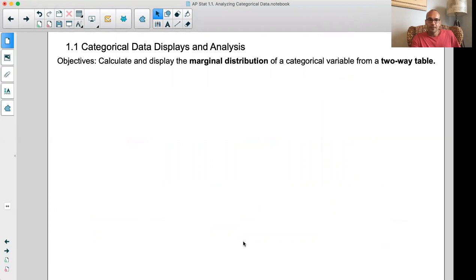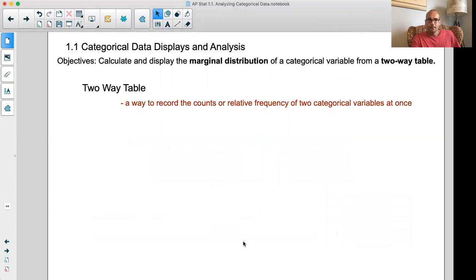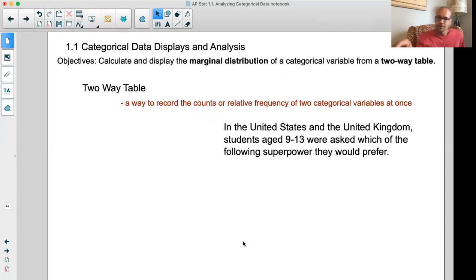So the next objective we're going to try to do is to calculate and display marginal distributions of categorical variables in a two-way table. So let's talk about what a two-way table is. It's a way to record counts or relative frequency of two categorical variables at once. And remember, counts are called frequency, and relative frequency is referring to percents. And here's a situation where there would be two categorical variables. In the United States and the United Kingdom, students aged 9 through 13 were asked which of the following superpowers they would prefer. And then 5 superpowers were laid out to them.